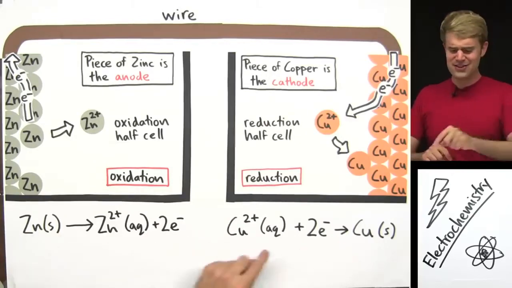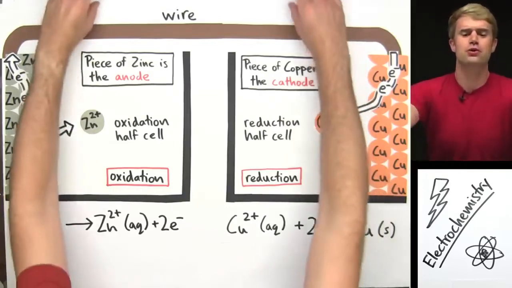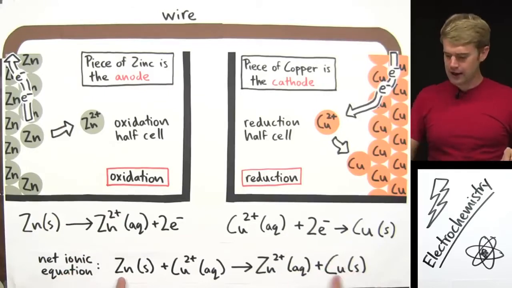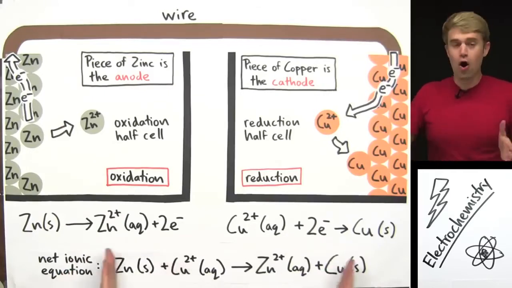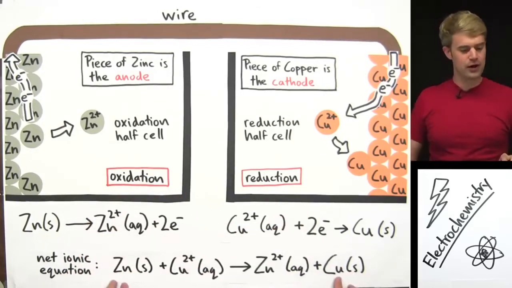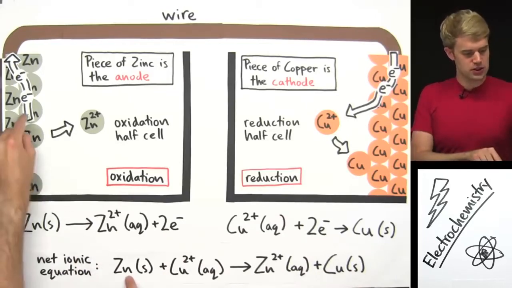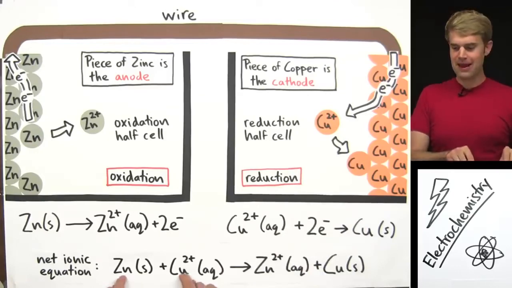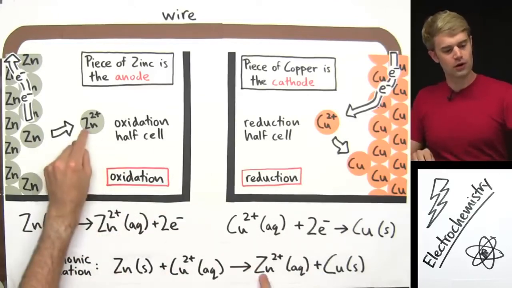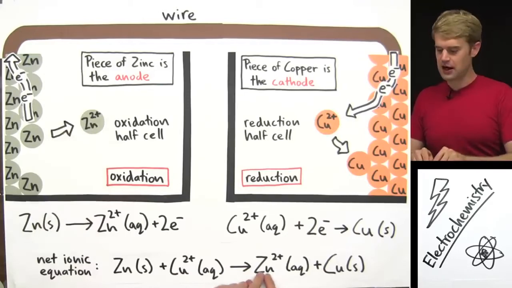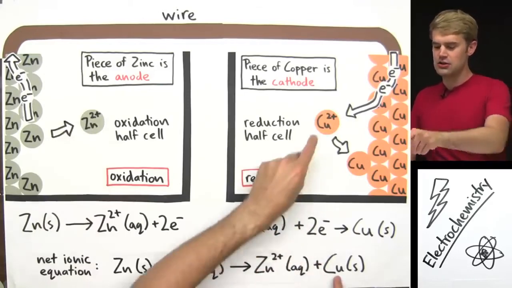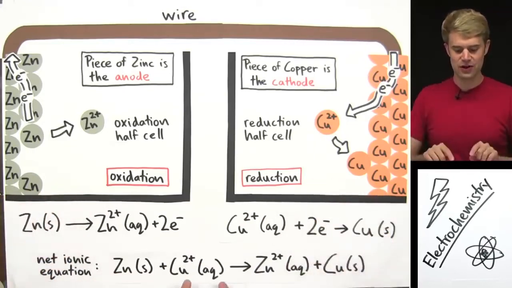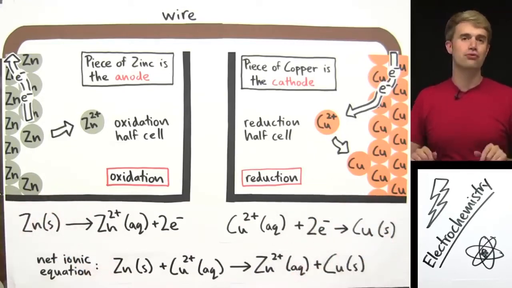Anyway, we have these 2 half reactions, and we can put them together to get a net ionic equation, which shows the overall oxidation and reduction process. We start with solid neutral zinc and Cu2+ ion, and then at the end of the process, we're left with zinc 2+ ion, and then we have solid copper. This is the net ionic equation that we get from adding together these 2 half reactions.